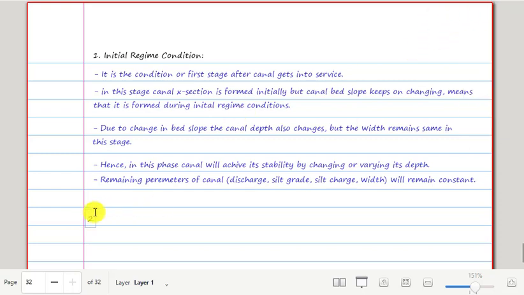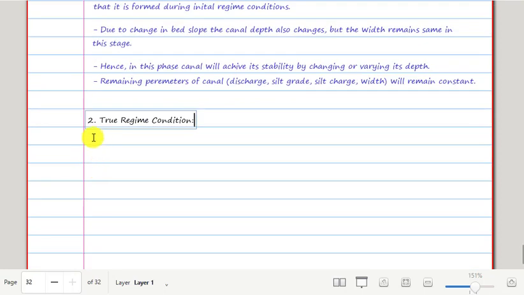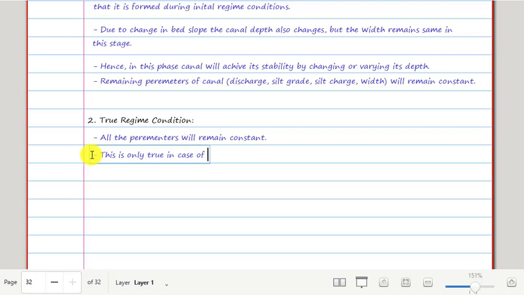The second condition is true regime condition. In true regime condition, all the parameters will remain constant. If all the parameters are constant, that means that is true regime condition of the canal. Okay, so this is only true in case of artificial canals, okay, where there is no silting and no scouring. This condition is only true in case of artificial canals.